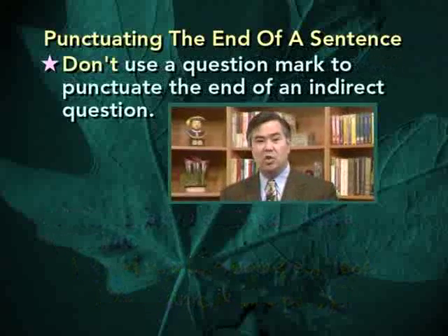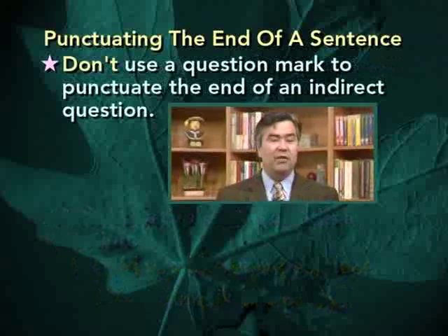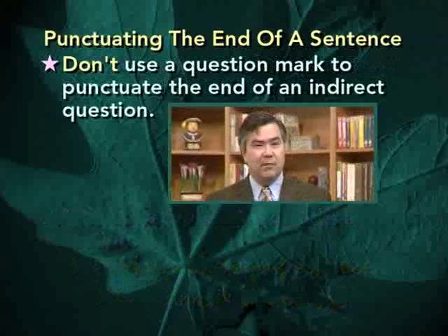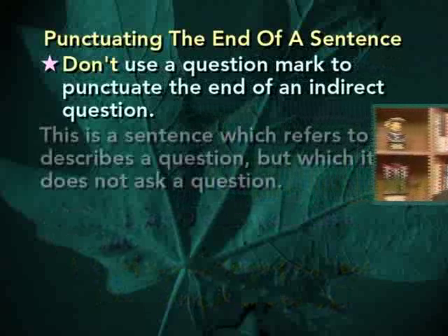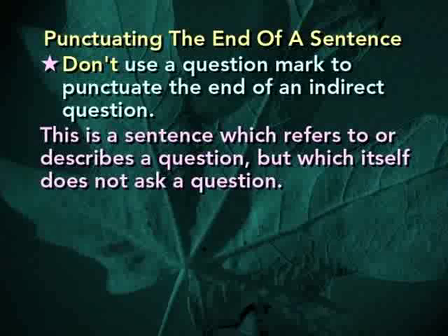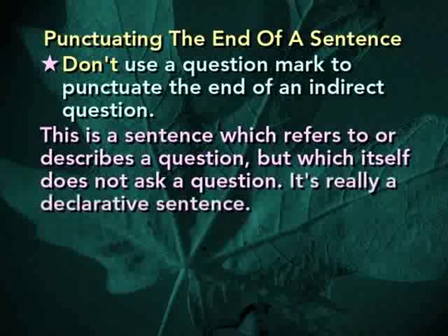Notice that you don't use a question mark to punctuate the end of an indirect question. What is an indirect question? This is a sentence which refers to or describes a question, but which itself does not ask a question. Therefore, an indirect question is really a declarative sentence, even though at first glance you might think that it is an interrogative sentence. Take a look at this example.